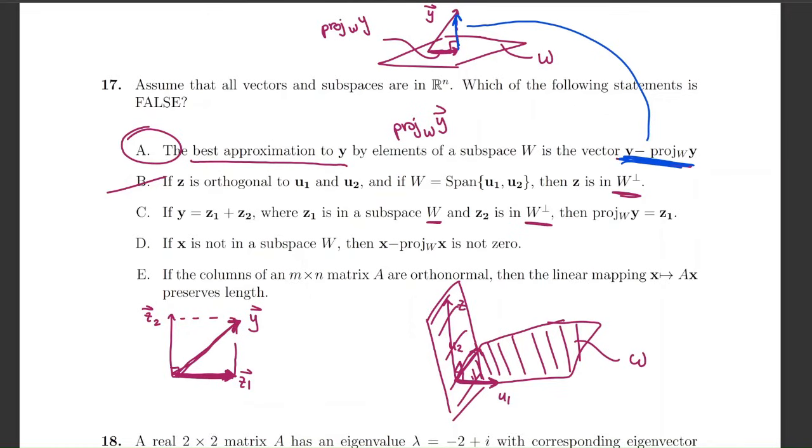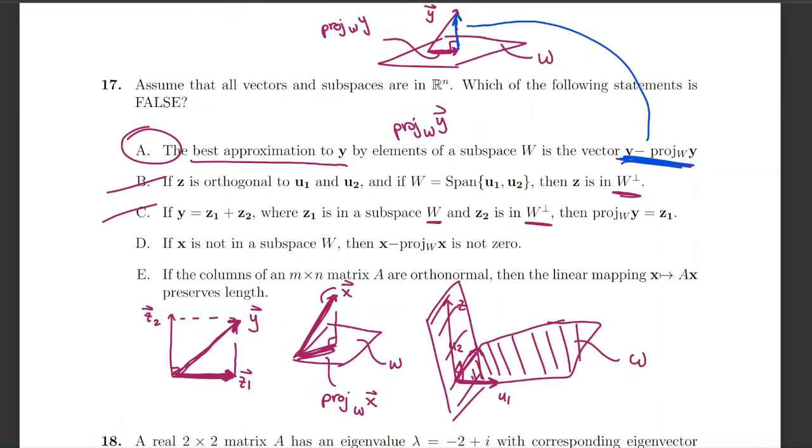So this is going to be true. If x is not in the subspace W, then x minus projection of x onto W is not 0. If we imagine our subspace here W, and then we have some x that's not in the subspace, like this, then the projection onto W is going to be something like this. So this here is a projection of x onto W, and this is x.